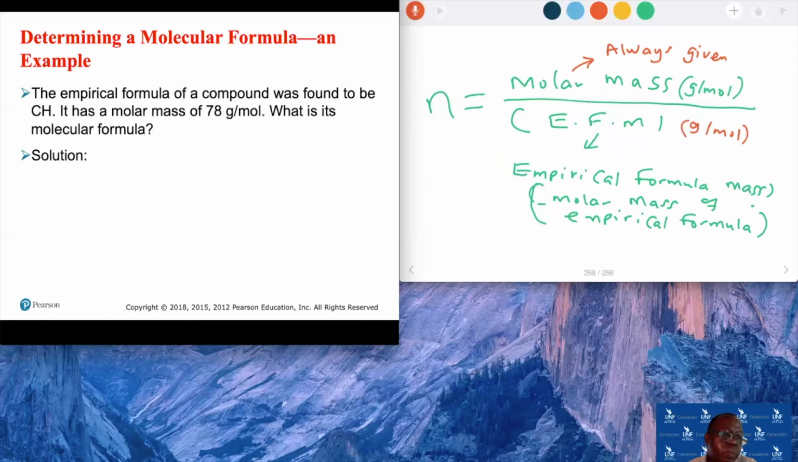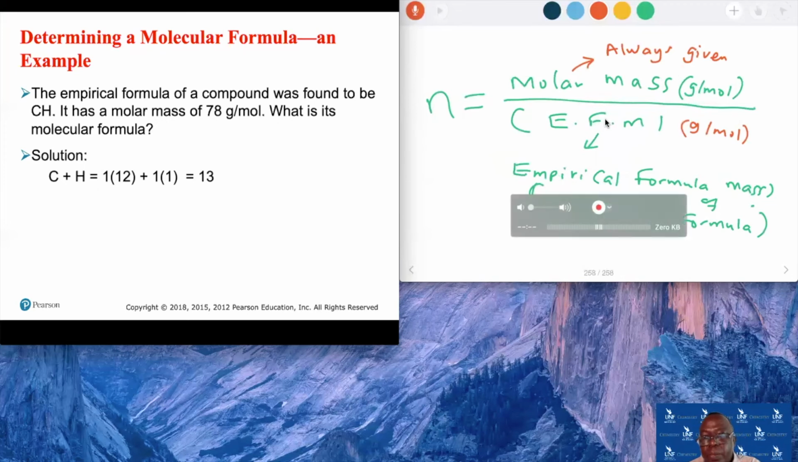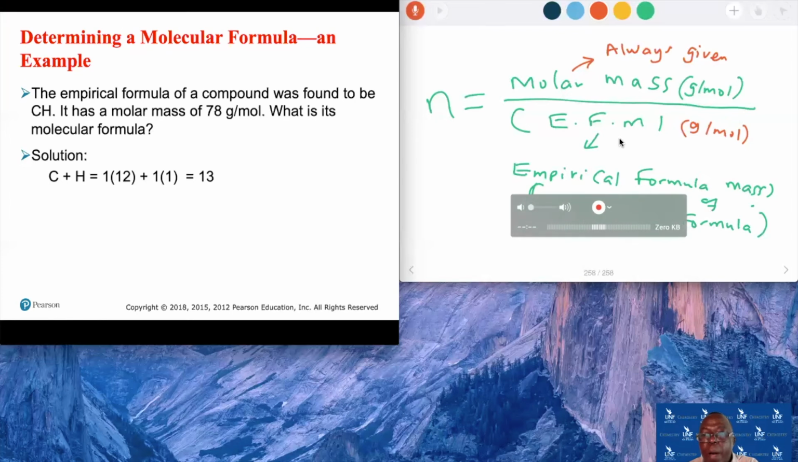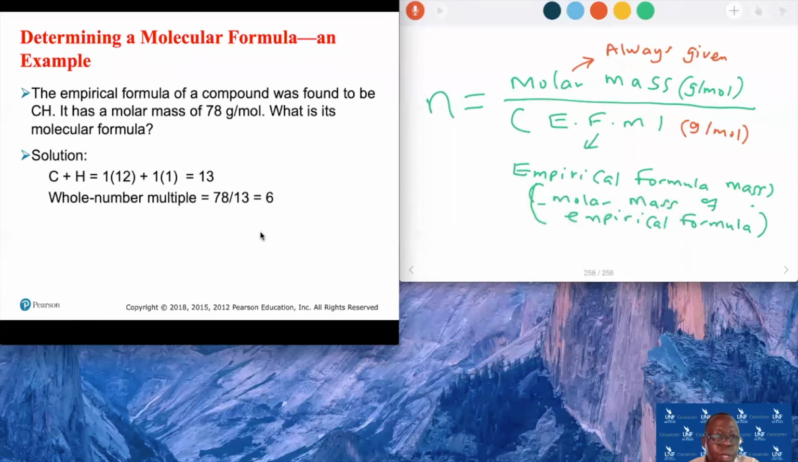Look at the solution. So what we are doing here is finding the molar mass of the empirical formula, or empirical formula mass. There is one carbon; here I am using whole numbers. Instead, you may use 12.01 times one carbon, then you add one hydrogen. This is the molar mass of the empirical formula. It will be our denominator to get the n. So here is a whole multiple. This is our n now.